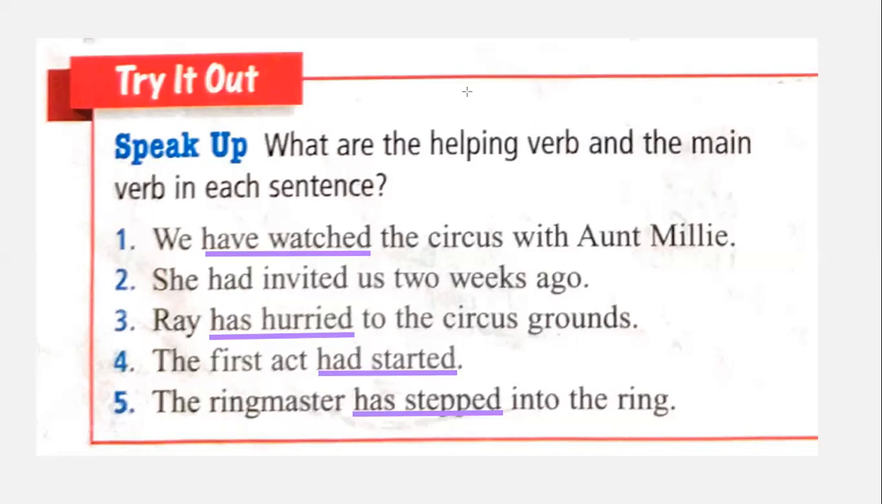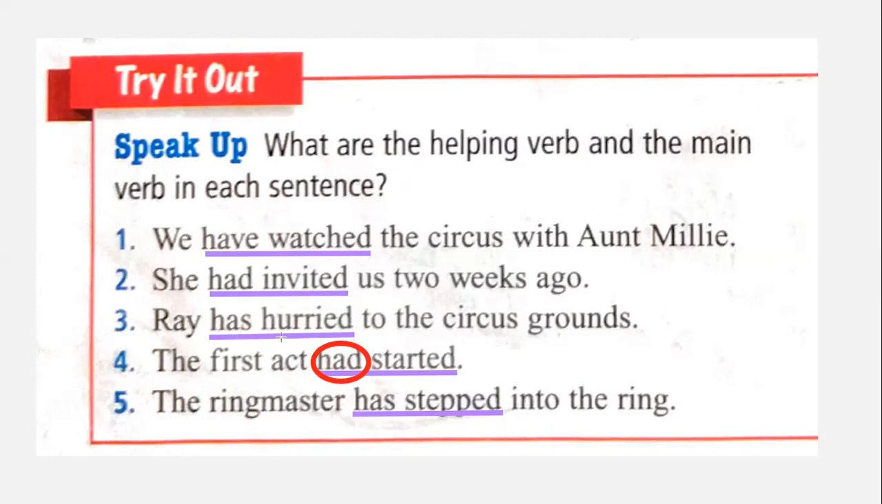And give me just one quick second because I erased something here that I didn't want to. Okay. So the first act has started. And again, we're going to identify the helping verb. And if you said had, then you're correct. Let's see if I can change the color. Okay. So let's try this again. Let's see if I can do this in a different color so that it really pops out. Okay, so if you said had, you're correct. Now let's look at the subject. The first act had started.